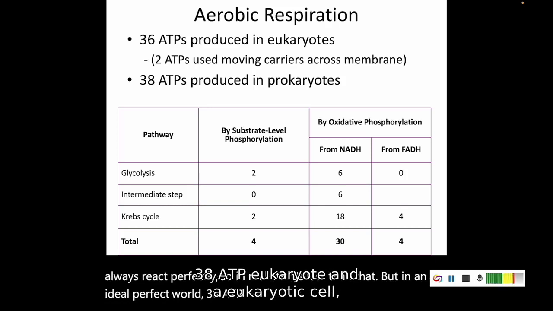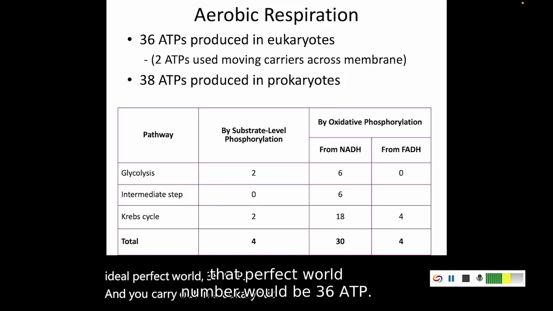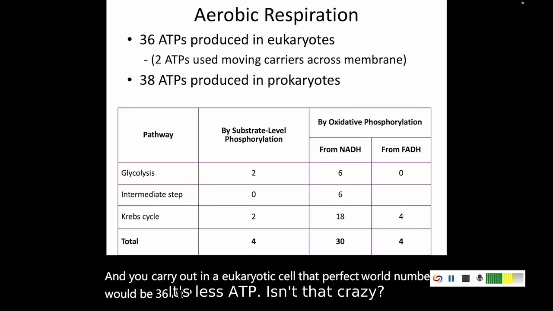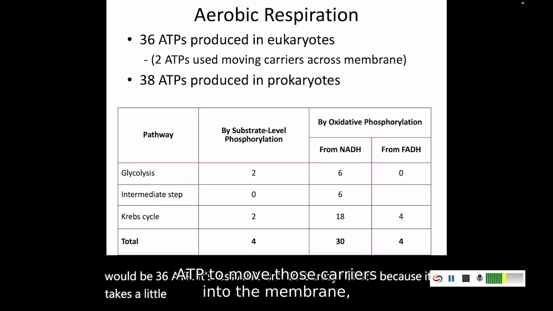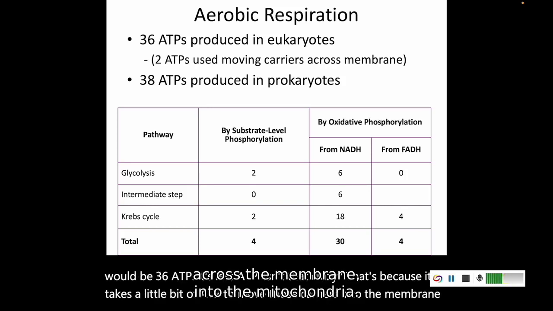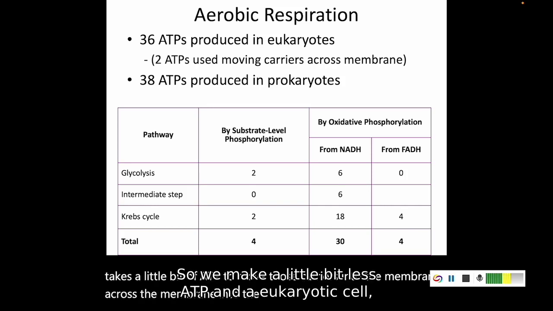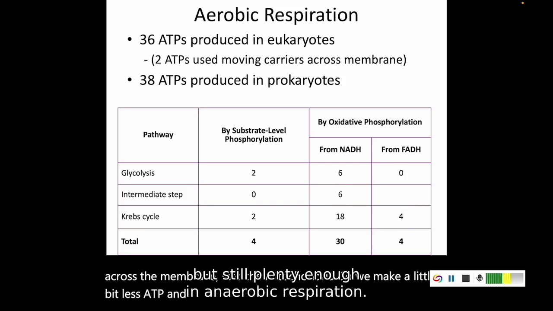And in a eukaryotic cell, that perfect world number would be 36 ATP. It's less ATP. Isn't that crazy? That's because it takes a little bit of ATP to move those carriers across the membrane into the mitochondria. So we make a little bit less ATP in a eukaryotic cell, but still plenty enough.